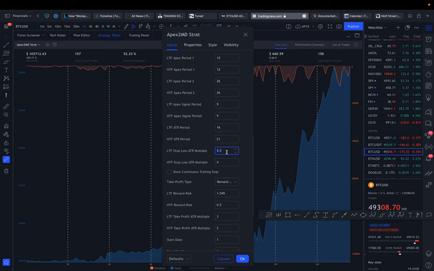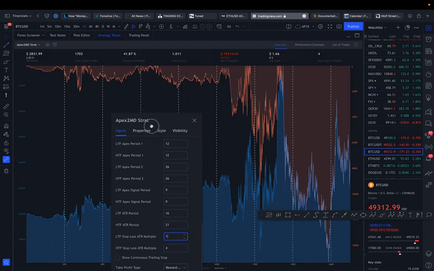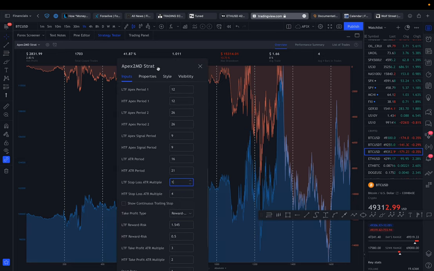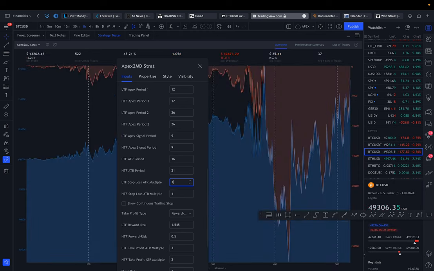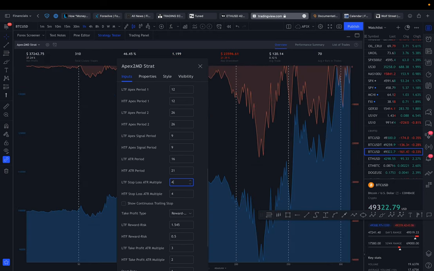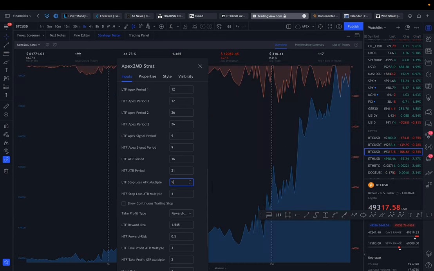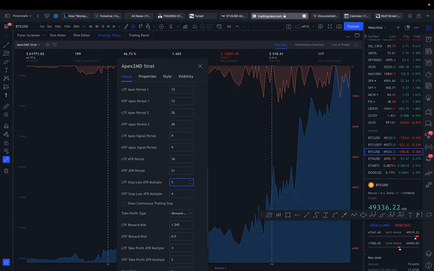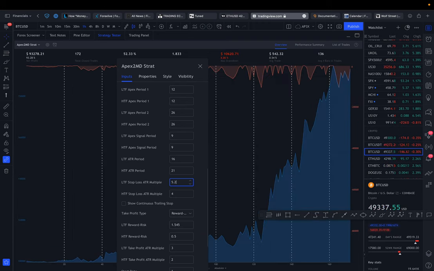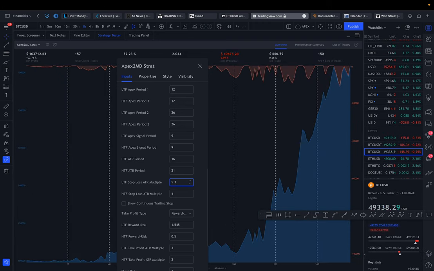And you can test it by setting this value to 1, and you can see what happens with the strategy. 2, a little better. 3, even better. 4, better. 5, etc., etc. 6, and you can see that 5 is the sweet spot. And then you can play around with 1, 2, etc.